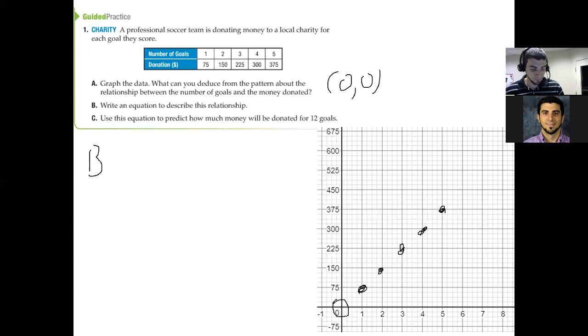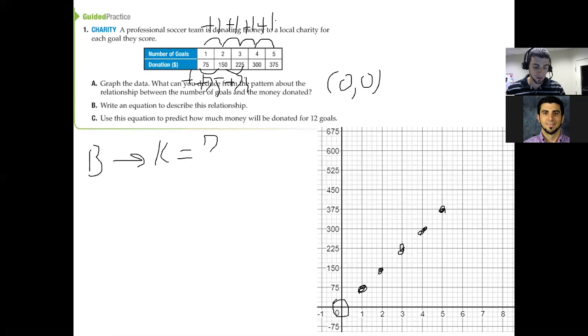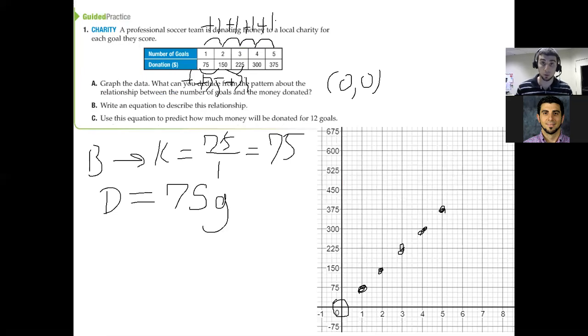Let's write an equation. So if you look, each time the table goes up by 1 in the number of goals, the amount of donations goes up by $75. So that suggests that the k value is 75 over 1, which is 75. So donations equals 75 times the number of goals.